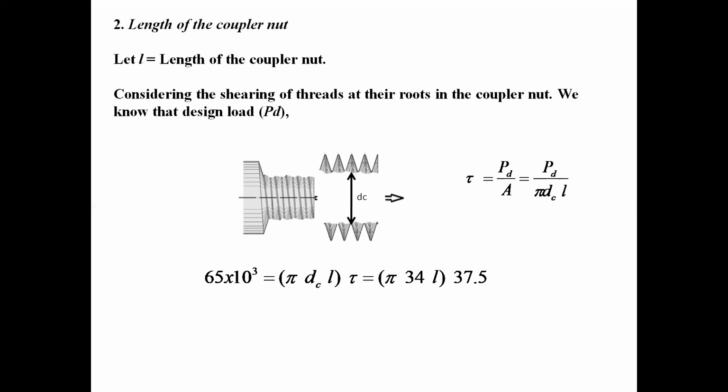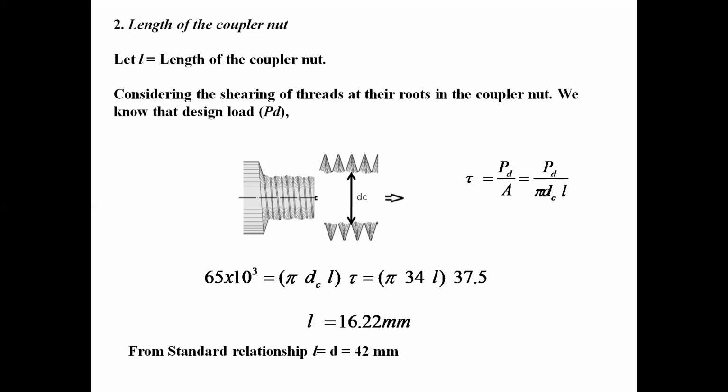Load equal to 65 into 10 power of 3 is equal to pi into Dc into L into tau. Here 37.5 is the standard permissible shear stress given, and pi into Dc equals 34 into length. From this, what comes out is 16.22 mm. So again this 16.22 mm is the safe value.